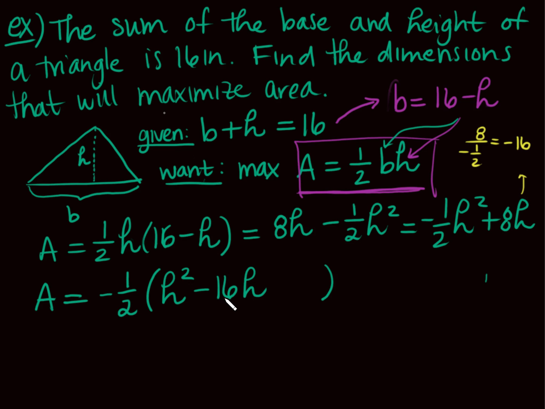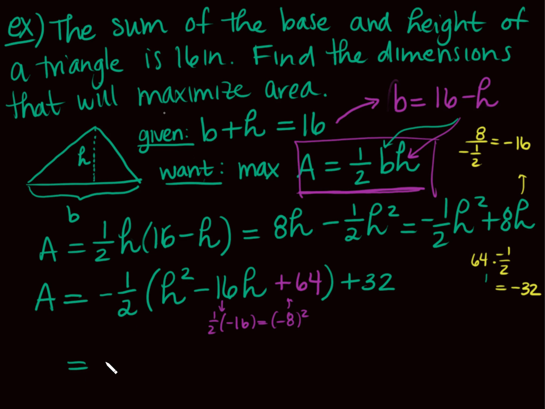Now I'm going to take half of a negative 16, which is a negative 8. I'm going to square that and add this in to complete the square. Then I look and see, what did I actually bring in? I brought in 64 times negative 1/2. Negative half of 64 is a negative 32. So what did I actually bring in? A negative 32. So the opposite of a negative 32 is a positive 32.